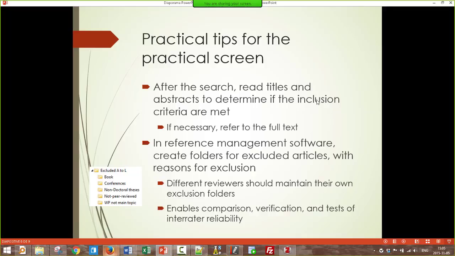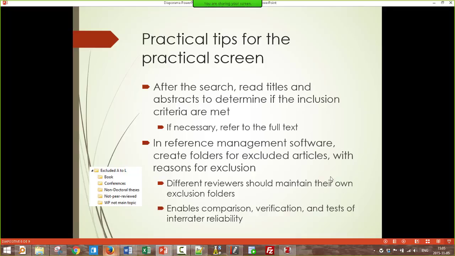Sometimes it's not enough to read the abstract. You might need to go to the full text to understand what this article is really talking about. Then in those cases, you refer to the full text. If the abstract is not very clear about a yes or no, do you include it? Then for articles I decide are not relevant, don't delete them. Rather, in your reference management software, just create folders for excluded articles that say, okay, this article is excluded, and here's why I'm excluding it.